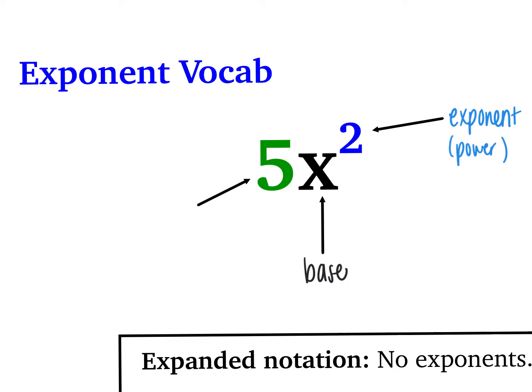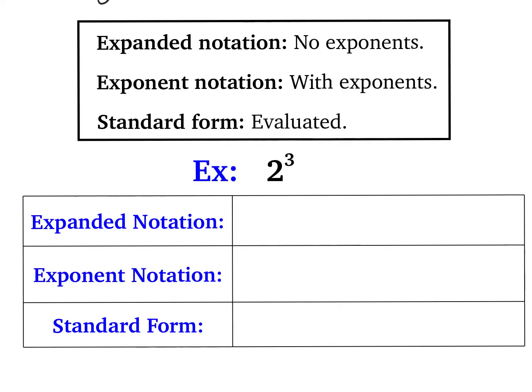Since the 5 is not directly next to an exponent and there are no parentheses involved, 5 is something you hopefully are familiar with, a coefficient. We'll also see plenty of examples such as 5 squared, where a number like 5 can also be the base. In this unit, we'll be looking at exponents in a lot of different forms and notations. The three most common would be expanded notation, exponent notation, and standard form.